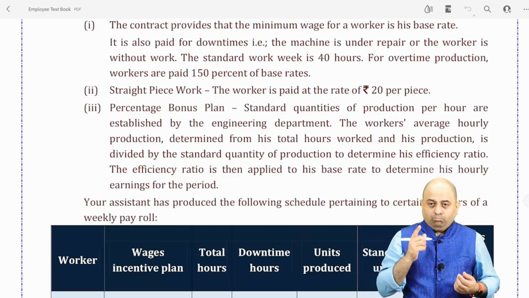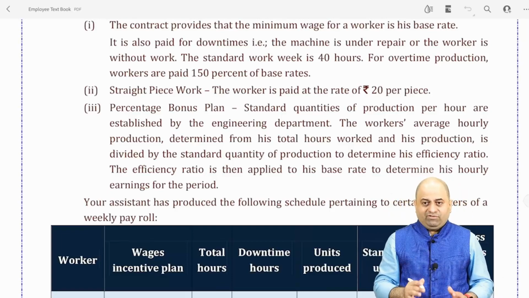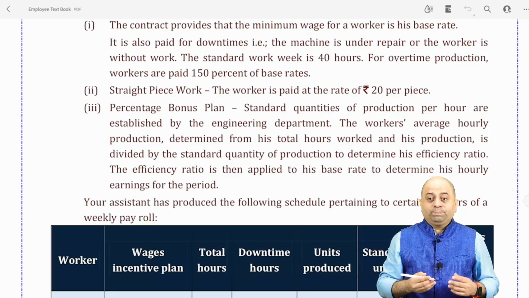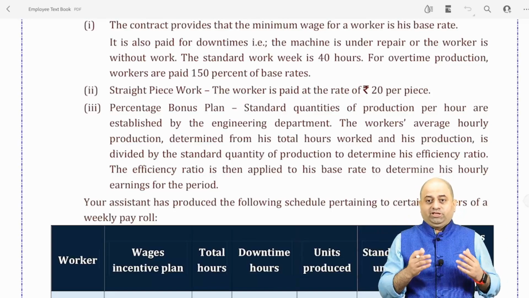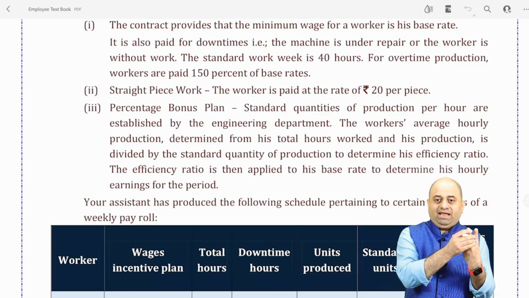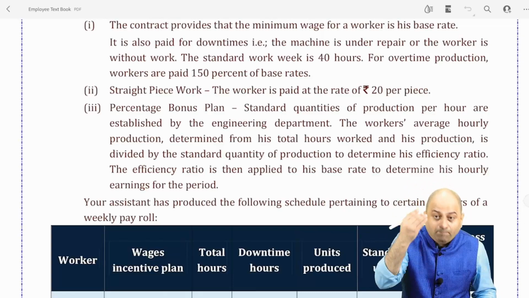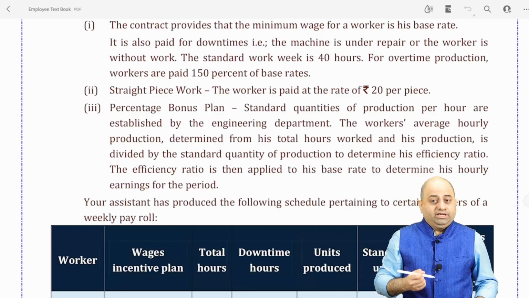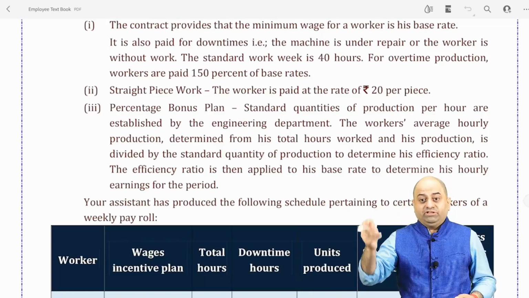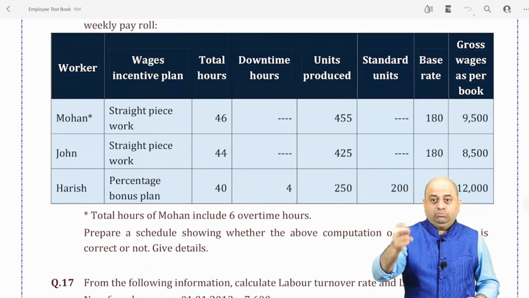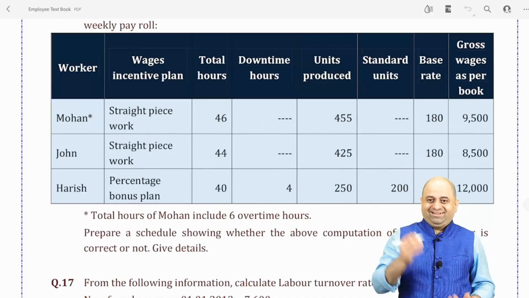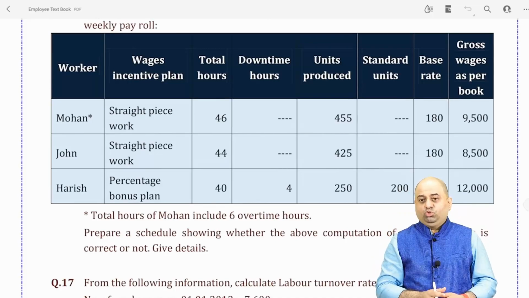And my dear friends, that is the most important point of this question. Otherwise, a very simple question. At the end, what you are supposed to do is prepare a table which will give you a calculated wages part. Calculated wages will be 2, minimum wages and plan wages. Whichever is higher will be paid. I repeat, whichever is higher will be paid. We will compare that with book wages given in the last column. And then at the end you realize that only John's wages calculated are correct. So these points you must remember.